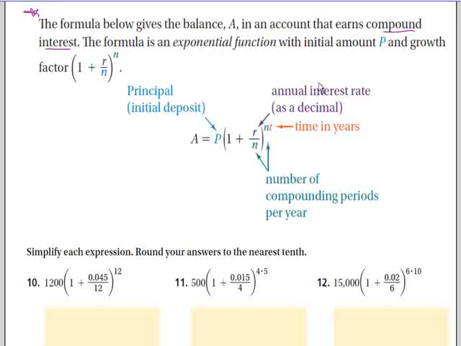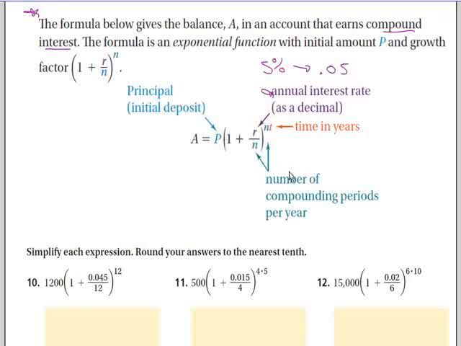With an initial amount of P, that's the principal, the amount of money you put in. And the growth factor is going to be 1 plus R over N, to the nth power. And in this case, we're also going to take it times the number of years, T. So R is the annual interest rate as a decimal, right? If it was 5%, we're going to use 0.05. Then T is time in years, and N is the number of compounding periods per year. If they say annually, that's 1.